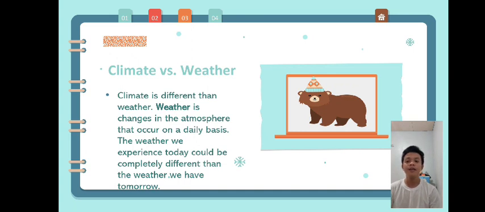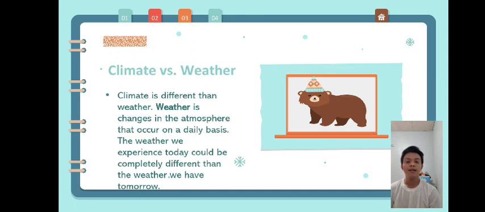The weather we experience today could be completely different than the weather we have tomorrow. Ayun nga kanina, sabi ko nagbabago siya. While the climate kasi matagal. Matagal siyang nag-occur, matagal din siyang mabago. For example, sa Pilipinas, ang nararanasan nating climate is tag-init, di ba? Pero dahil sa climate change, nagkakaroon ng climate change dahil sa mga pollution na ginagawa natin and other natural disasters and natural pollution, nagbabago-bago. That's why nagkakaroon ng malalakas na bagyo.